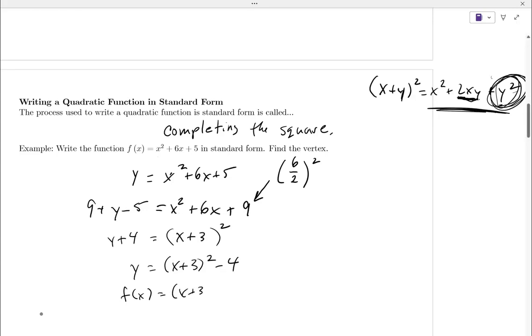I'll rewrite it as f of x. We don't really have to do that. I only wrote it as y so I don't get confused with my f of x thing in there. But now it's in standard form. And now you can tell me what the vertex is. What is the vertex in this case? Yeah, it's negative 3, negative 4. Good.